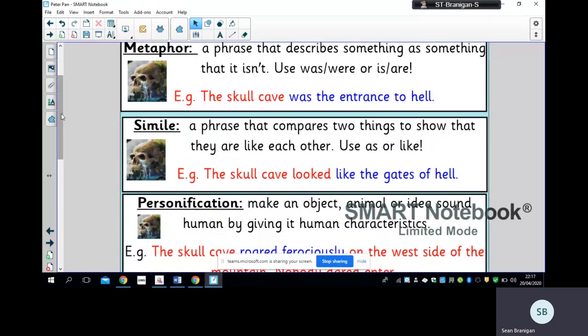Similarly, I've stuck with that as well on the simile. A simile is a phrase that compares two things to show that they're like each other. So a metaphor is saying something is something else. A simile is saying it's like something. So when we write a simile, we tend to use as or like. And I've gone for like in my example: the skull cave looked like the gates of hell. So once again, using that imagery of it being hell. And once you enter, you are in hell.